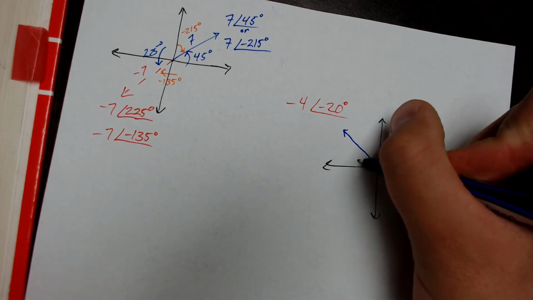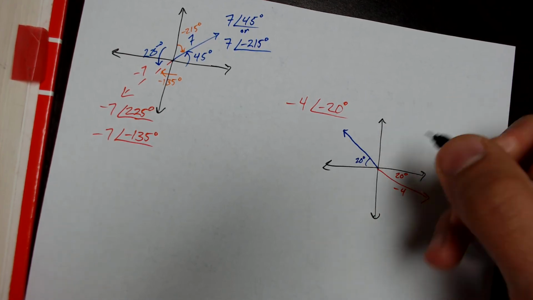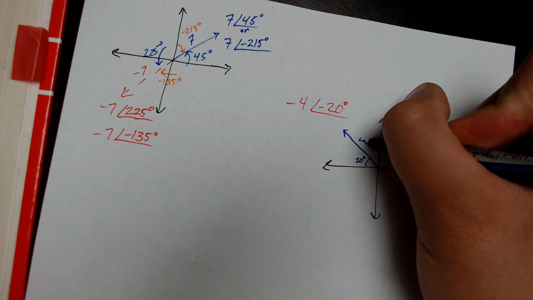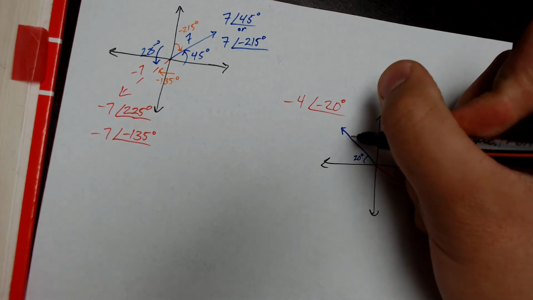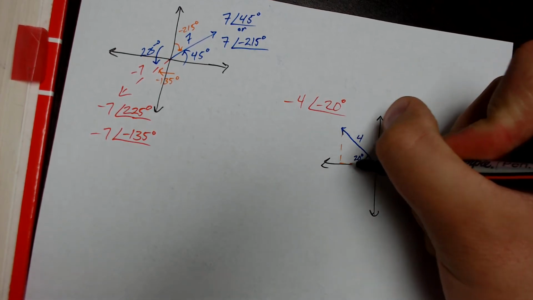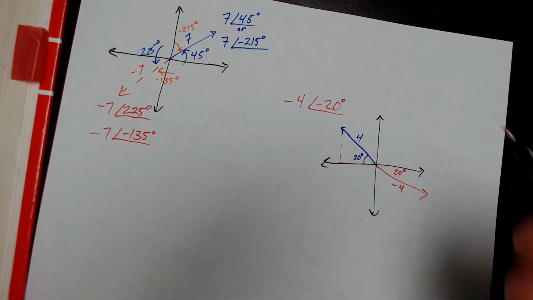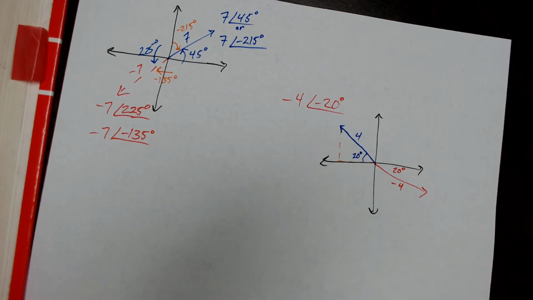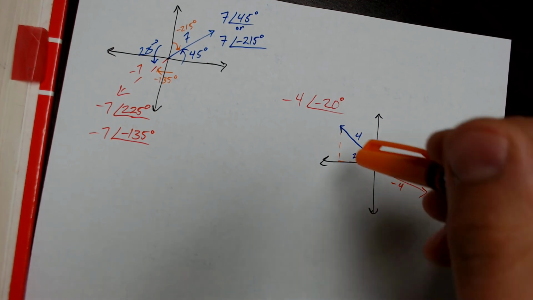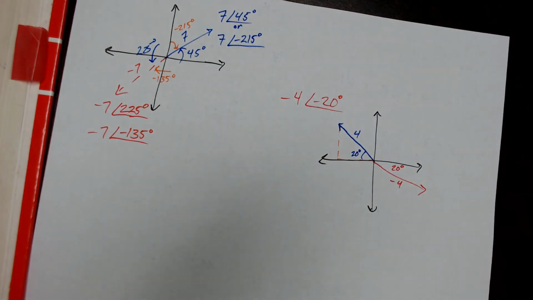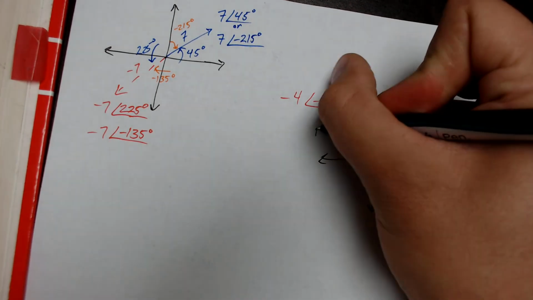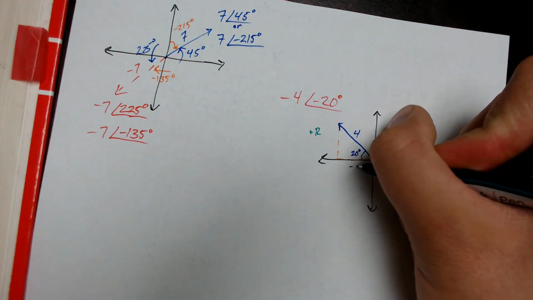And then we know that this angle is also going to be 20 degrees, and this will be positive 4. So the vector we're dealing with is actually in the 2nd quadrant. It has a theta of 20 degrees, and it has a hypotenuse of 4. We have to figure out the r and the u. In this case, r will be positive, and the u will be negative.